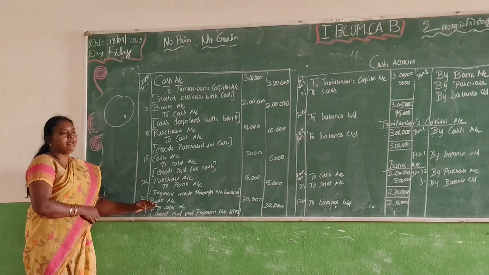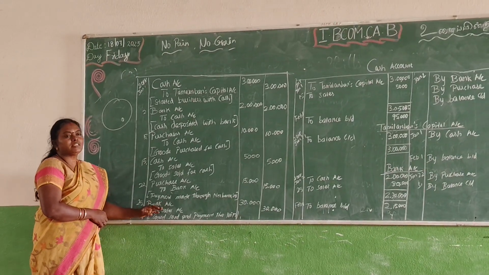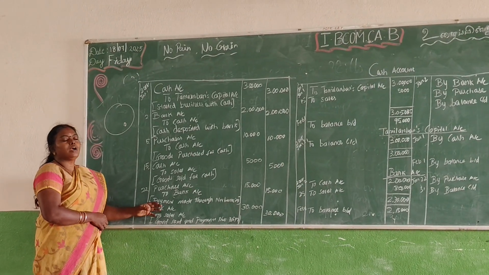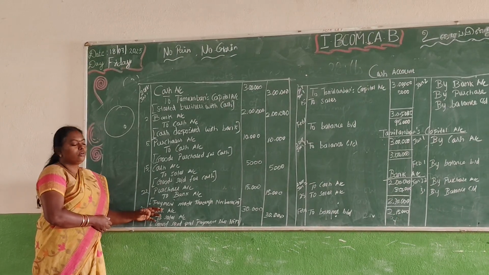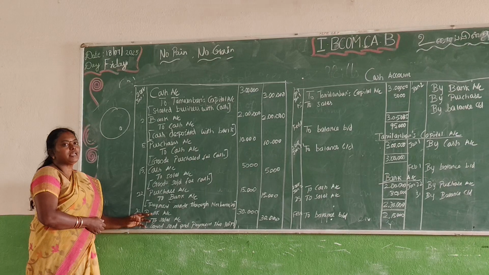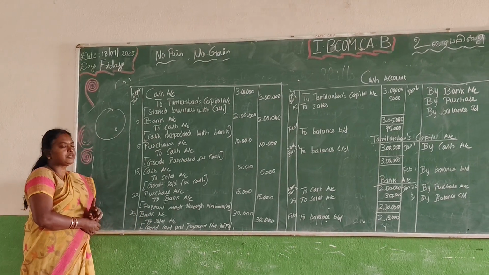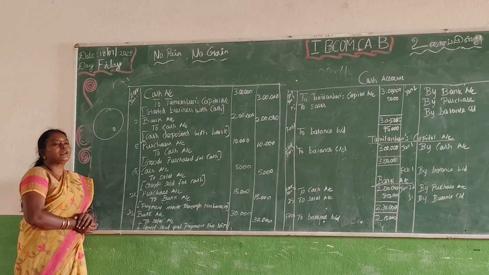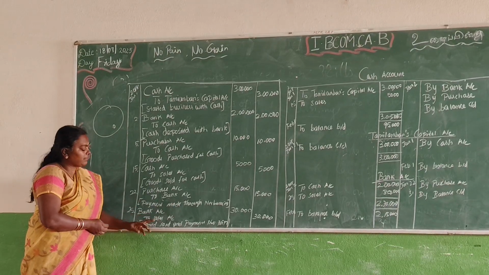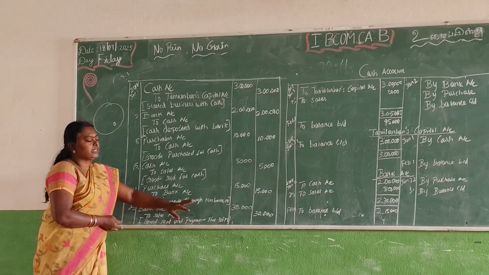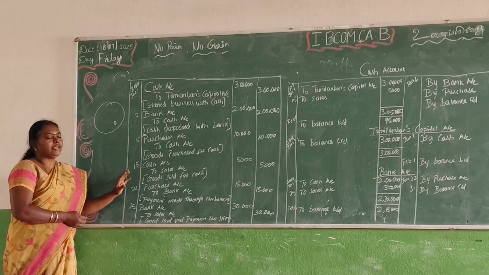Next one, the company made the sales, and the payment for the sales is made through net banking. So we can take it as a bank account. Two types of accounts are involved: the bank account and sales account. So bank account debit 30,000 to sales account credit 30,000. So this is the journal entry.